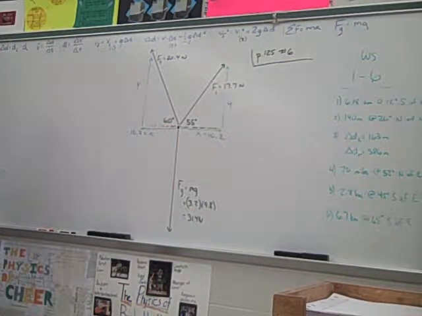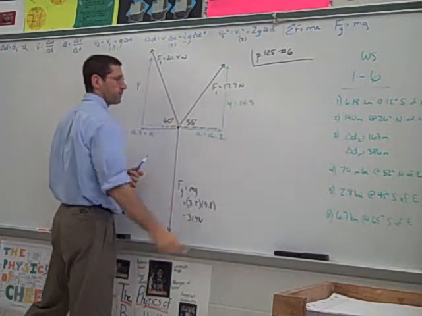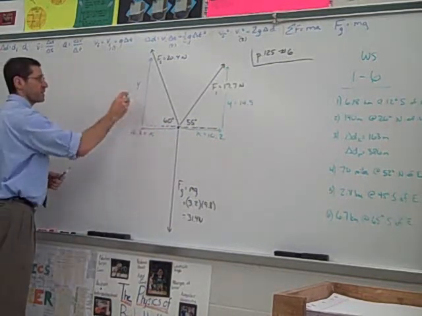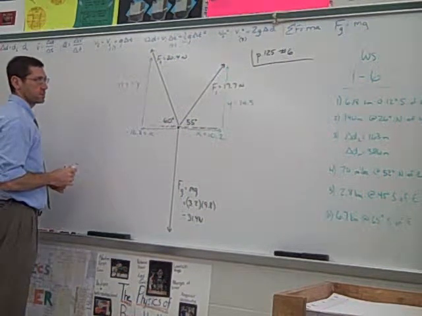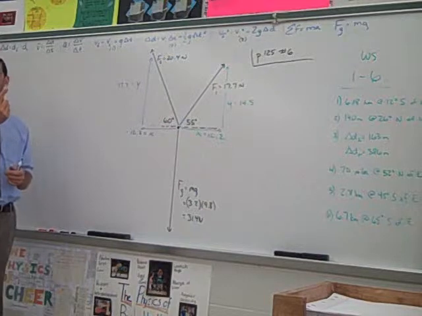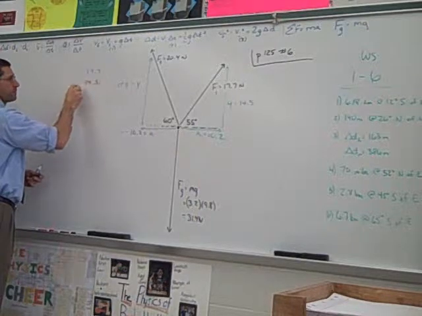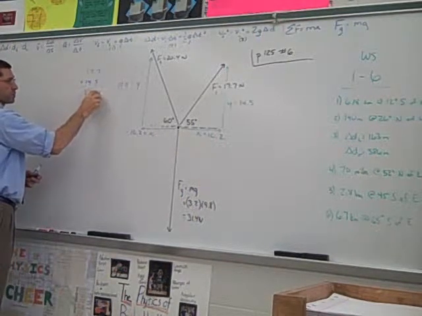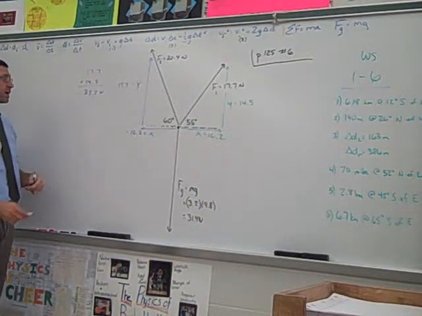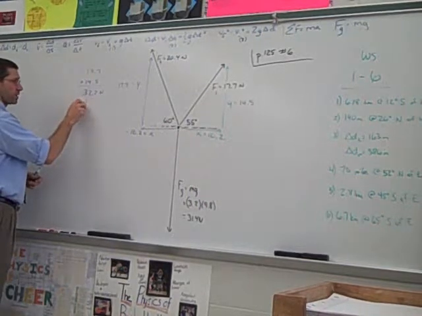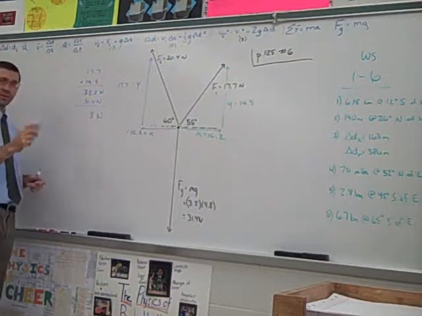Now let's get the y's. So if we do 17.7 sine 55, we get 14.5. And if we do 20.4 sine 60, we get 17.7. So how much force is going up? 17.7 plus 14.5, which is 32.2 newtons. So that's how much is going up. But then there's also force going down, so we've got to subtract that. 31.4 newtons down. So 0.8 newtons is the y component of the net force.